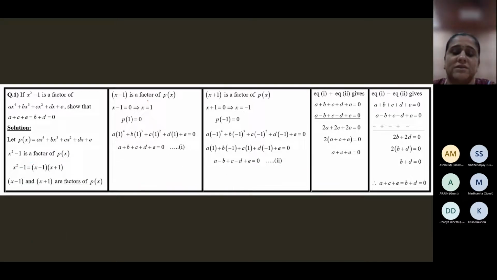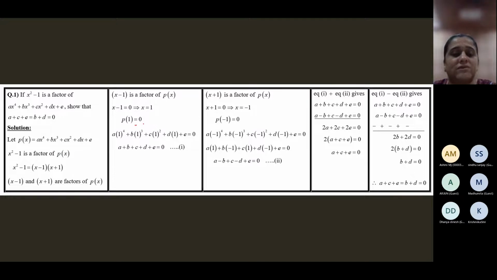Okay, now take them up one by one. x minus 1 is a factor of P of x. So equated to 0, x is equal to 1. So we know that P of 1 is 0. Why? Because x minus 1 is a factor.